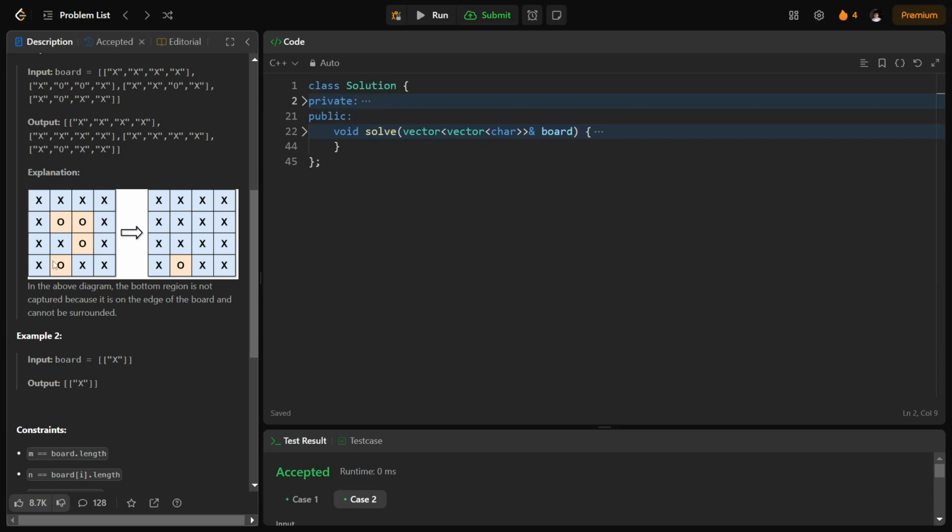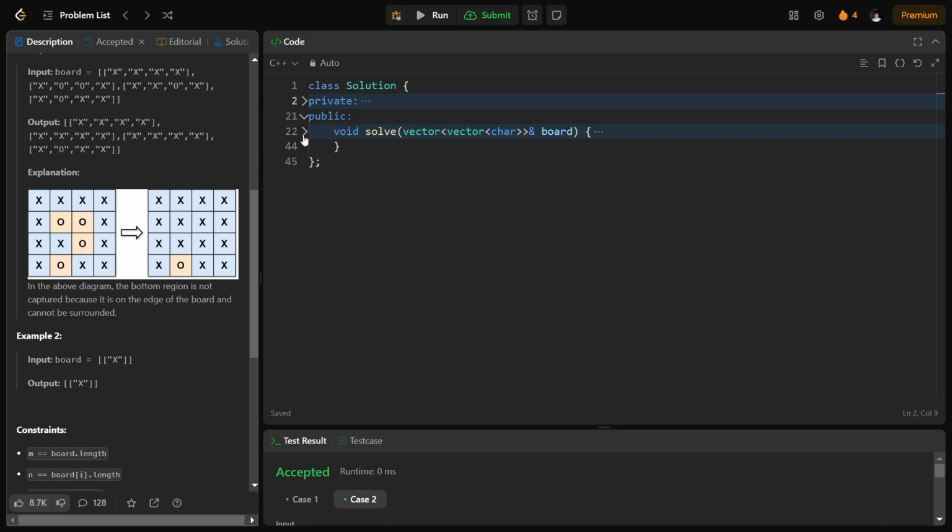I would go throughout these edges, and if I find an O, I do a DFS traversal from that O and find all the elements that are connected with it, and I would say don't mark them as an X. So this is a notation that I would be using. How do I tell the computer not to mark this as X? I would change this O with a dummy character.